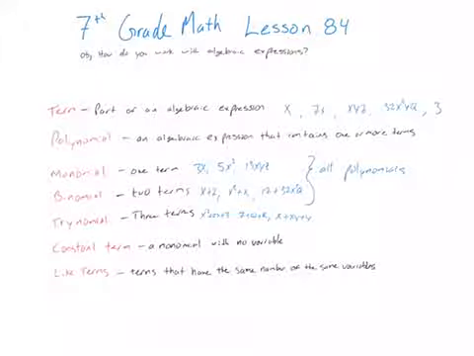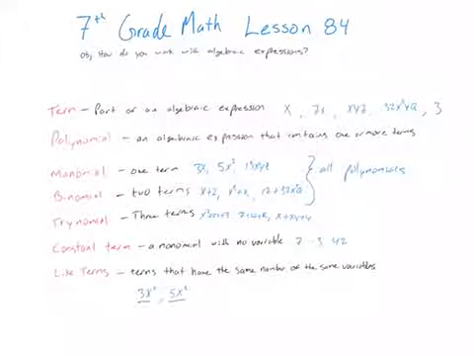Those are all trinomials. A constant term is a monomial with no variables. So it's going to be something like 7 or -3 or 42 or something like that. We call them constant terms because there's no variable in them, they don't change. And then like terms are terms that have the same number of the same variables. So like maybe 3x squared and 5x squared. I said squared and wrote a 5.